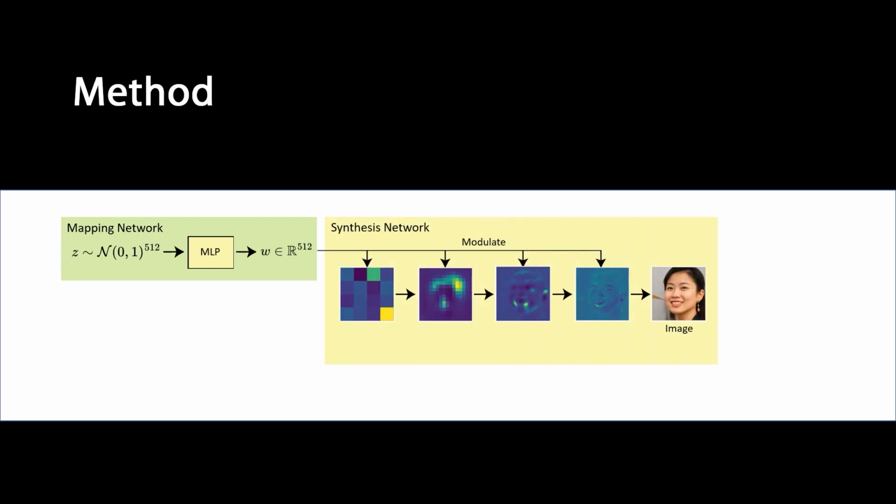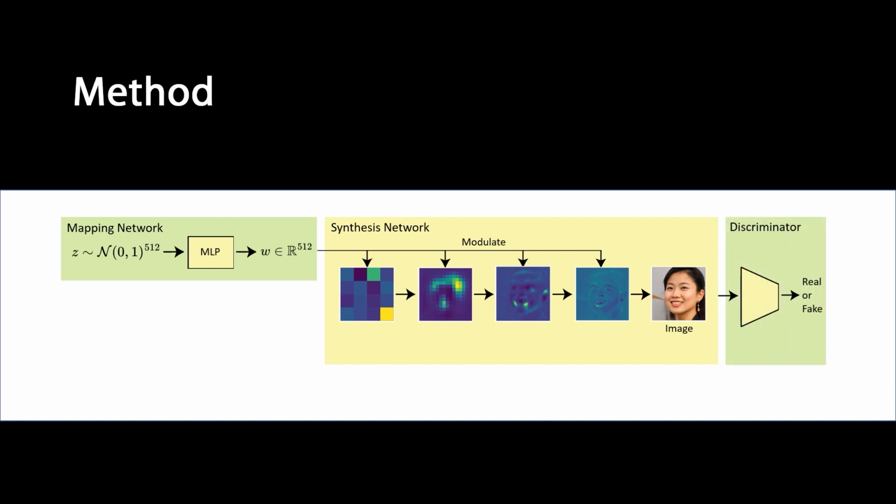Our method works by making a small modification to the StyleGAN network. The StyleGAN network first maps a normally distributed vector to a latent space, then uses the latent vector to modulate the features in the 2D synthesis network. Finally, the output image is fed into a discriminator.